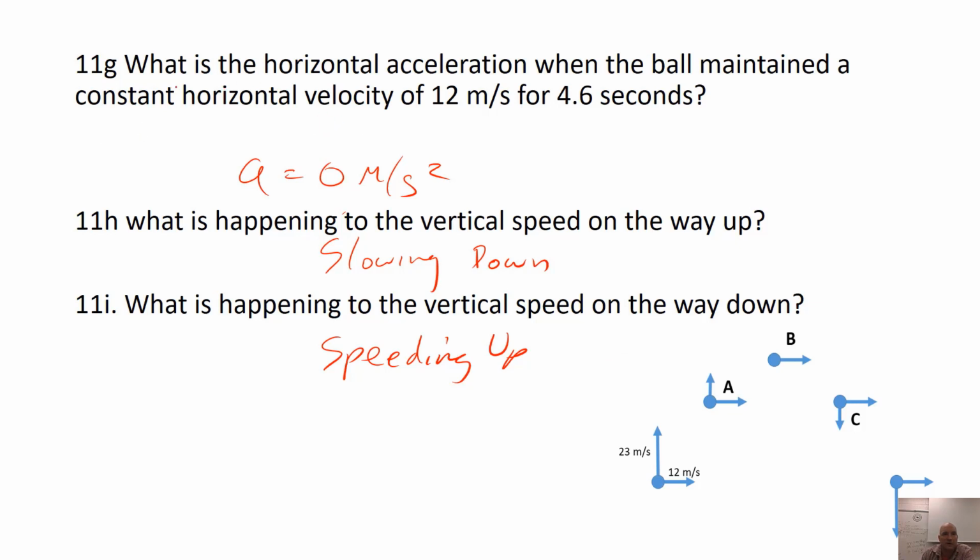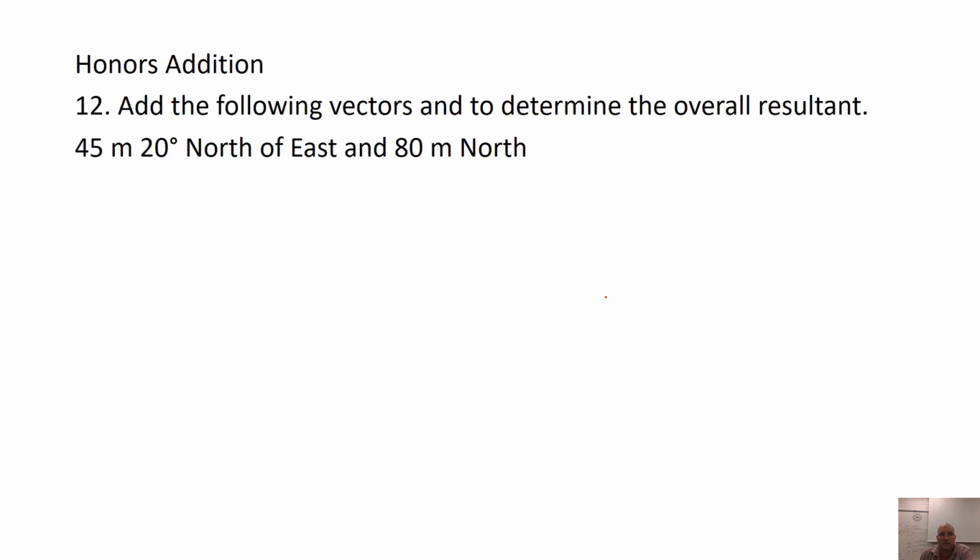So just watch out for the words constant velocity. When these two are tied together, that's going to be important. That tells you 0 meters per second squared. But horizontal acceleration, the gravity is affecting the y-axis.